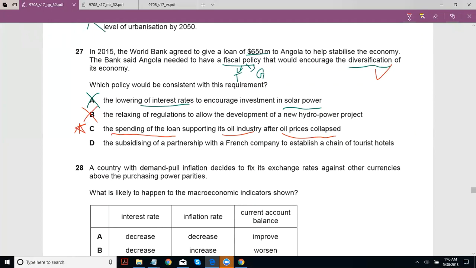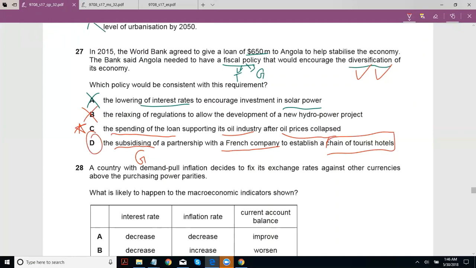Now, subsidies can be seen as supply side policies. They can also be seen as demand management fiscal policies, because this again talks about government expenditure on subsidies. And this does seem to be some sort of diversification as well, because you're partnering with a French company and you're establishing tourist hotels, right?